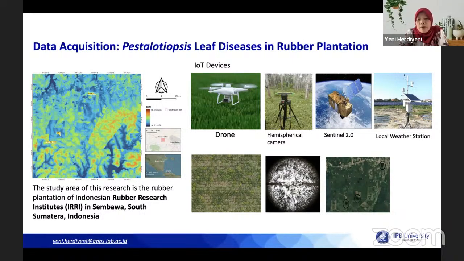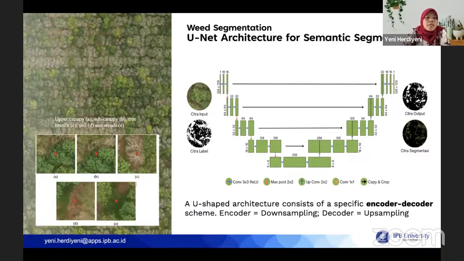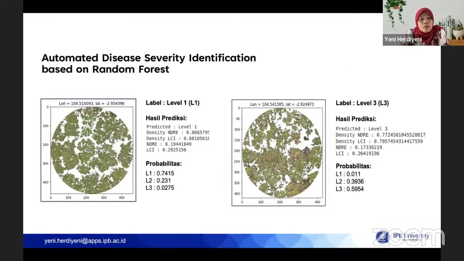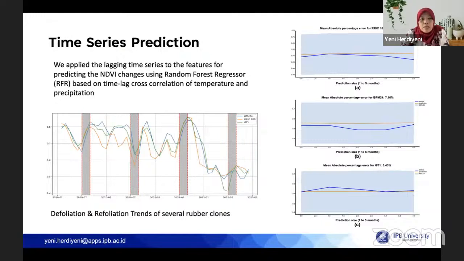So in this work, we use many kinds of equipment: drone cameras, satellites, and also local weather stations. For weed segmentation, we also use a modified deep learning model. As you can see on the screen, these are the segmentation results, and the accuracy rate of this model is 95%. We also observe the severity of the disease by using a random forest, and lastly we make a prediction model by using a time series model.